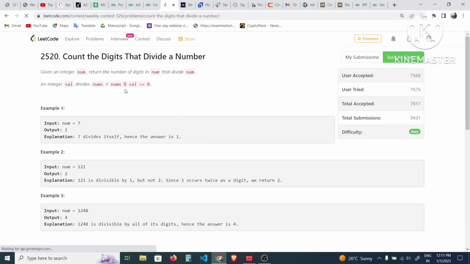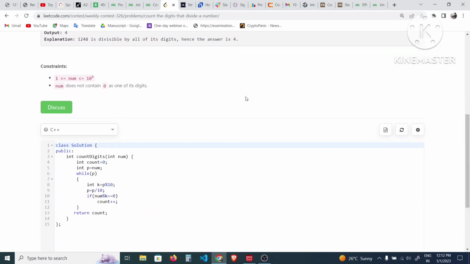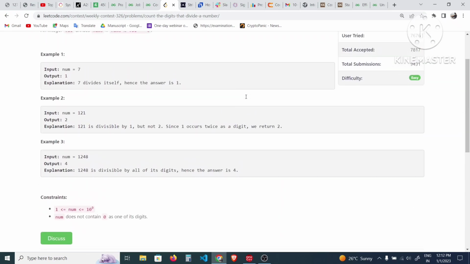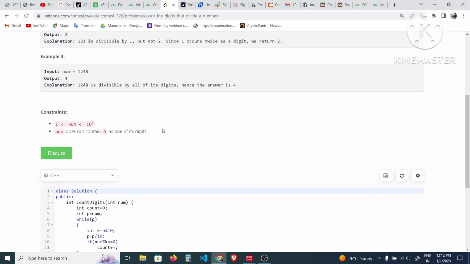This is the first question: count the digits that divide a number. This was a very easy question, I should say. Basically in this question, you are given an integer, and you need to count how many digits of that integer are able to divide that number. So you just need to count that.